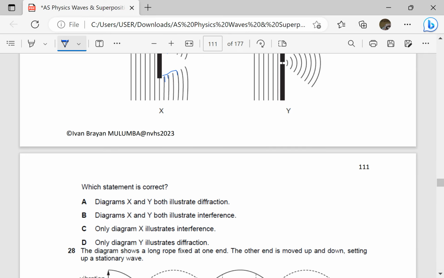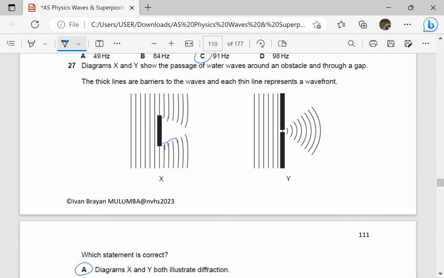Diagrams X and Y both illustrate interference? Not at all. Only diagram X illustrates interference? Not at all. Only diagram Y illustrates diffraction? No. So the answer is A. Diffraction can be spreading around an edge, or it can be spreading as the wave goes through a narrow path or a narrow gap.